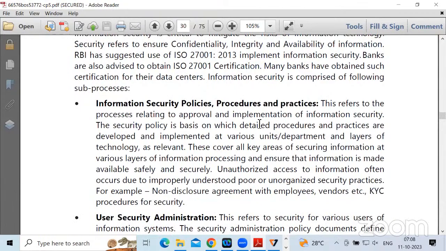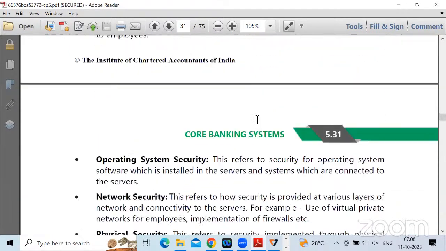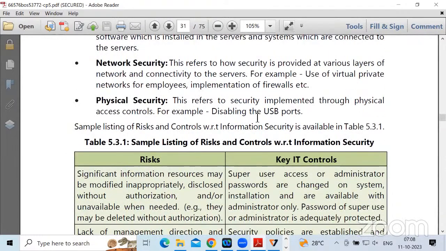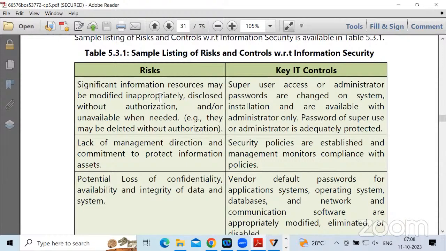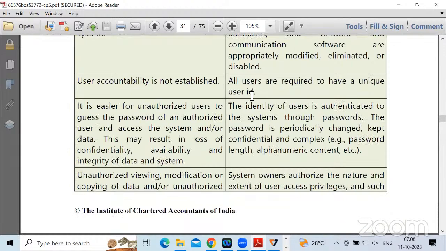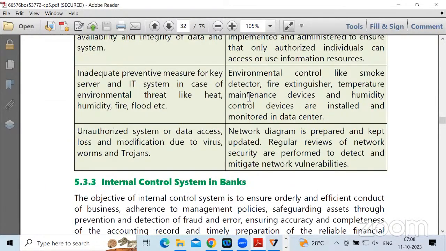Information security policy and procedures. User security administration, application security, database security, operating system security, network security. Everything, whatever we have seen, that will be repeated here. Now, sample listing of risk and control with respect to information security. Now, this one table we will see. The remaining tables you can understand very easily because it is quite common.